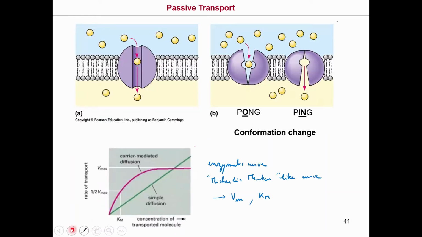Okay. So here you have a channel, and here you have a carrier with a conformation change. So you have what we call the ping-pong conformation shift. Pong is because of outside. It means that the molecule from the outside will interact with the carrier. And after the conformation shift change, the molecule will be inside the cell.